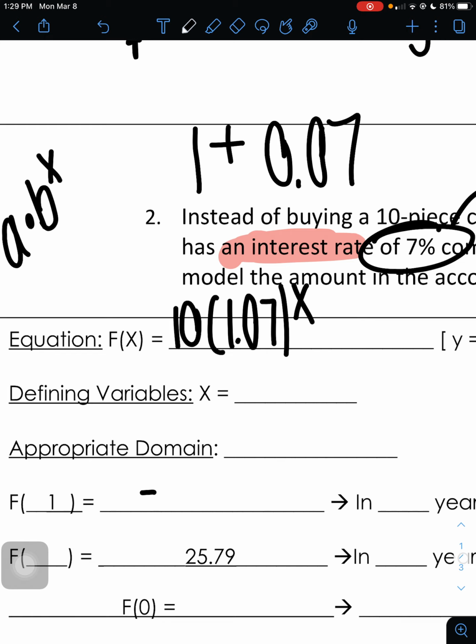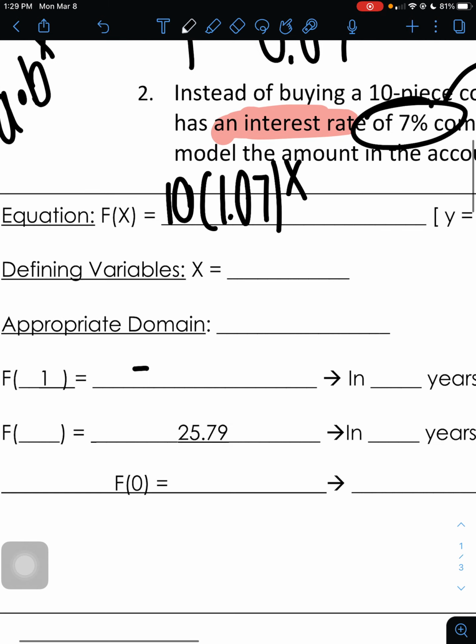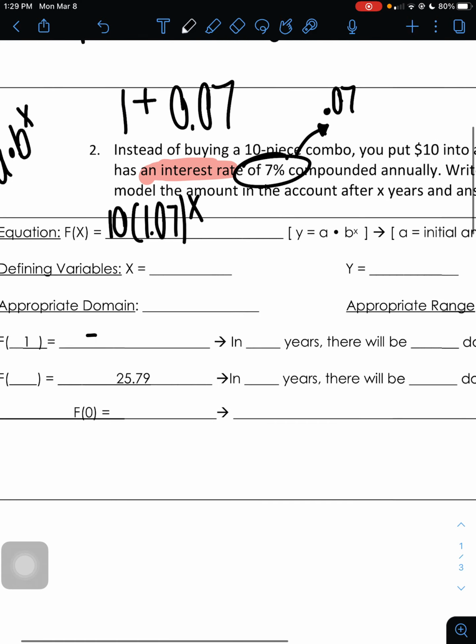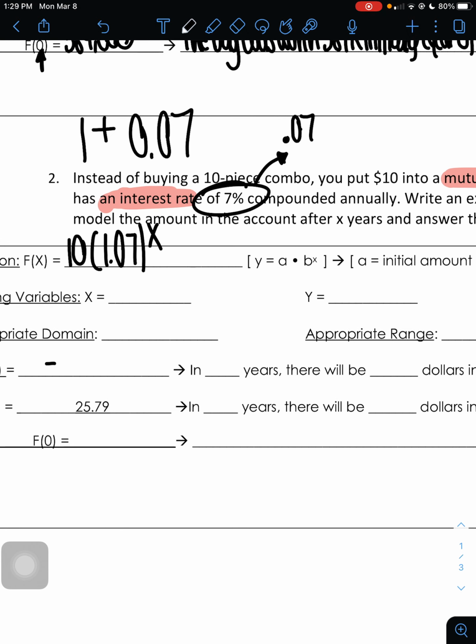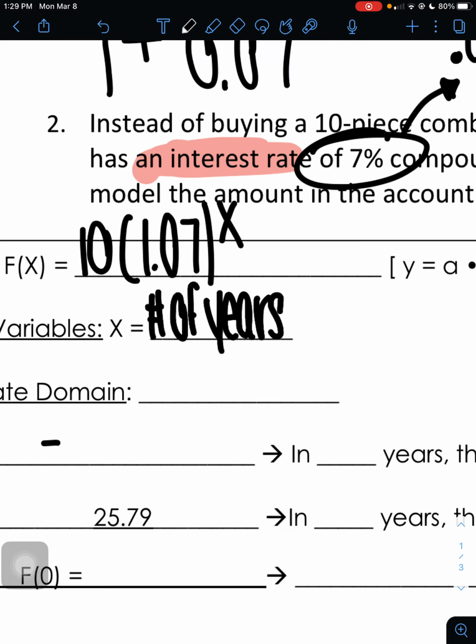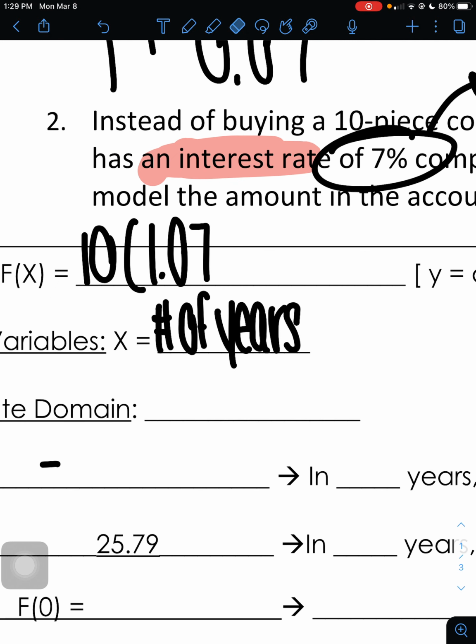So we have our equation written out. This is something that we're no stranger to. We've been doing this forever. So now we just have to make sure we're defining our variables. So what does x represent? x is going to tell us the number of years it's been in that account. Because if I said, tell me how much money my account is going to have after 10 years, you guys would go ahead and put 10 as x. So what that's telling me is that x represents the number of years.